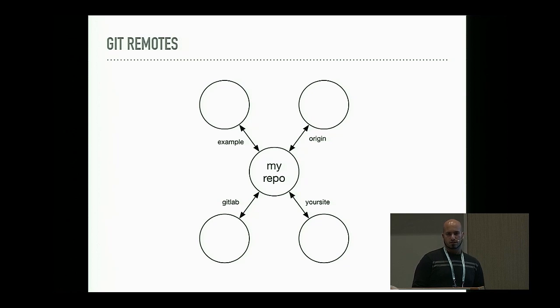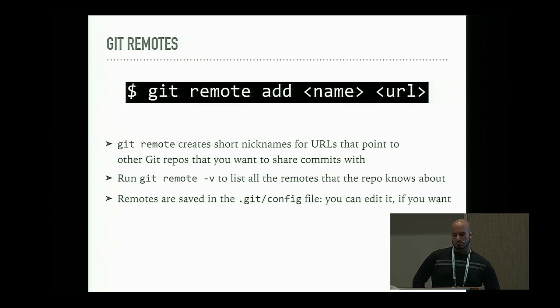So that's the first command that it had us run: git remote add, name followed by URL. And you can also run git remote in your repository to list all the remotes that your repo currently knows about. And if you pass it a -v flag, V for verbose, it'll also show you the URL that that name corresponds to. And remotes are saved in the config file inside of the .git directory.